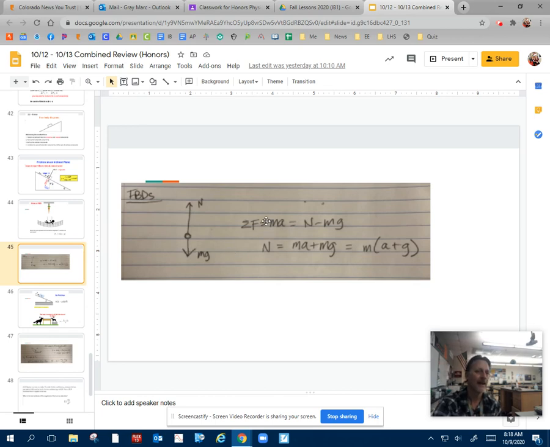You'd start off by writing a sum of forces equation for the y perspective, and it equals ma. And then you notice that your normal force, which is directed up, and your mg, which is directed down, add up to ma. Solve for normal force, and then you got your answer.